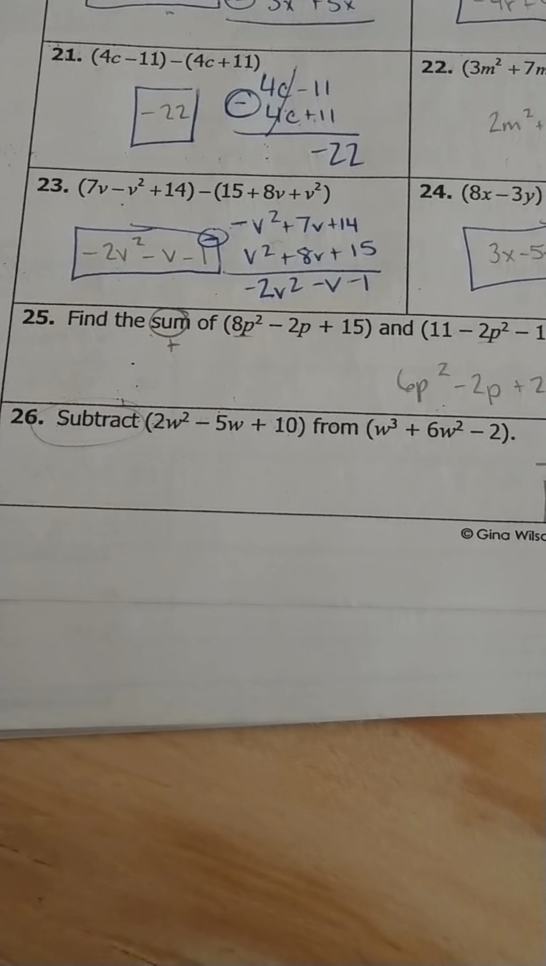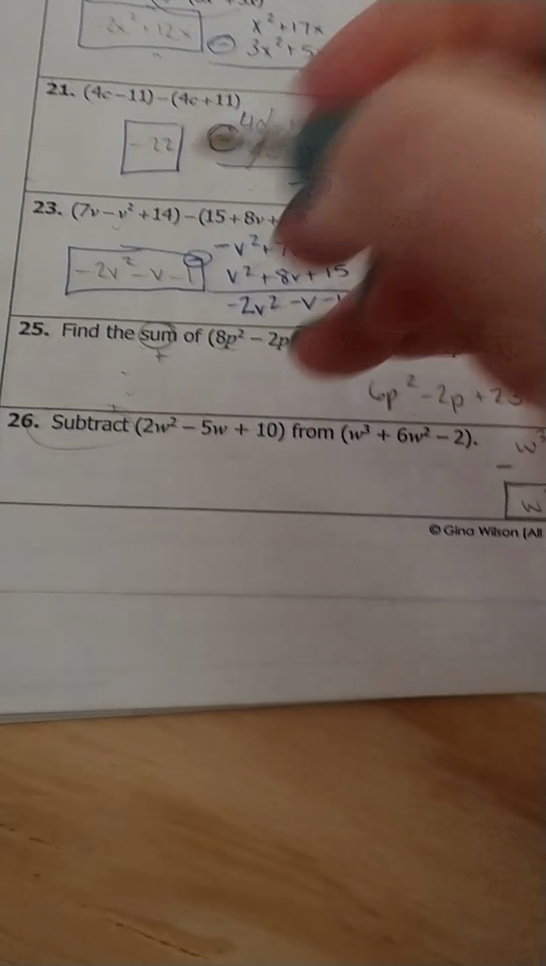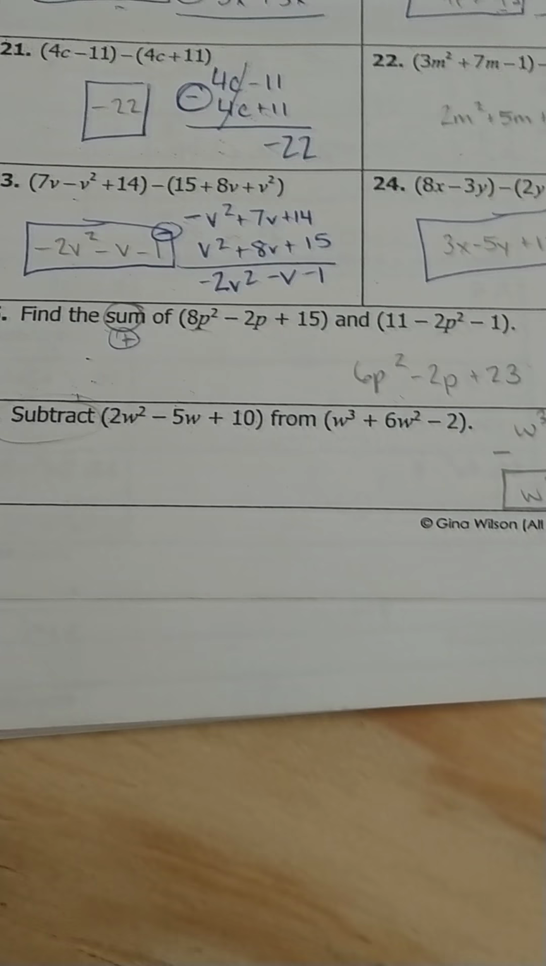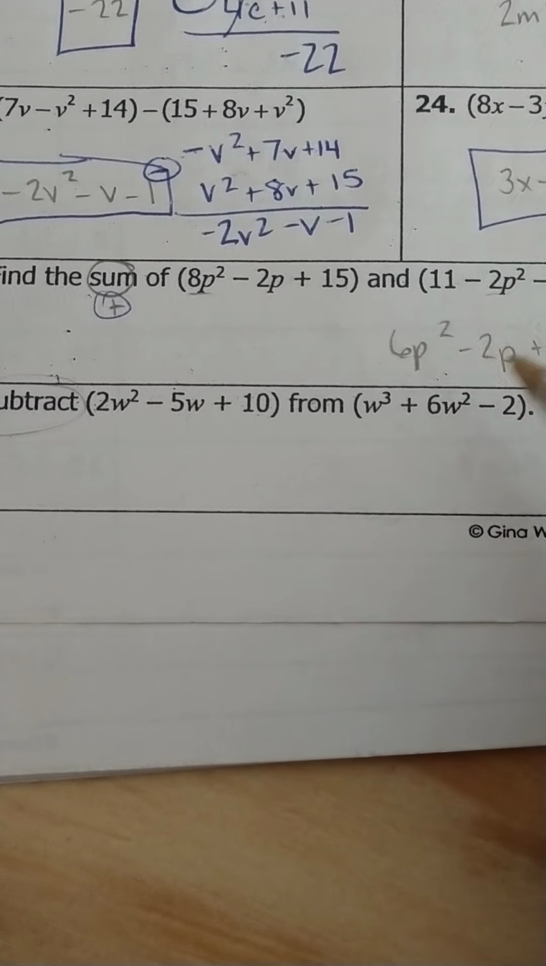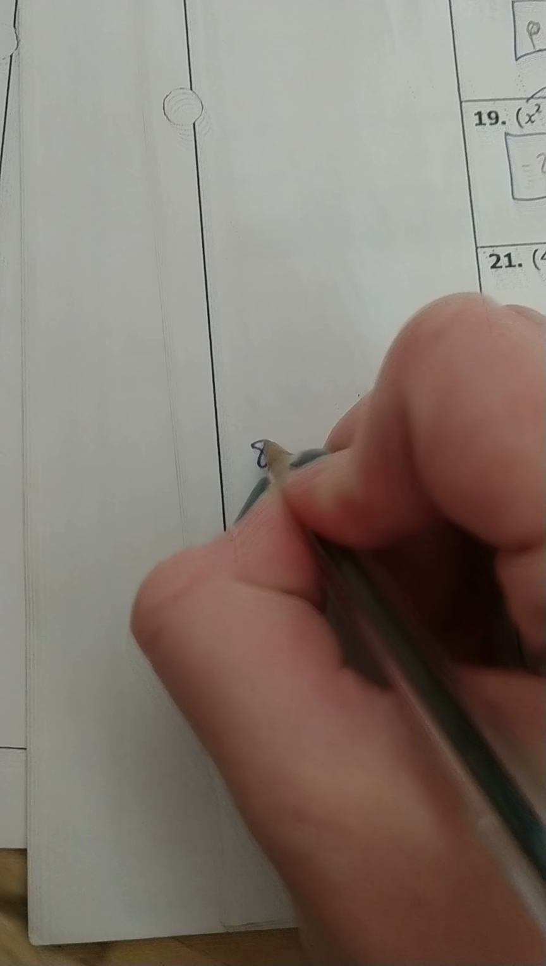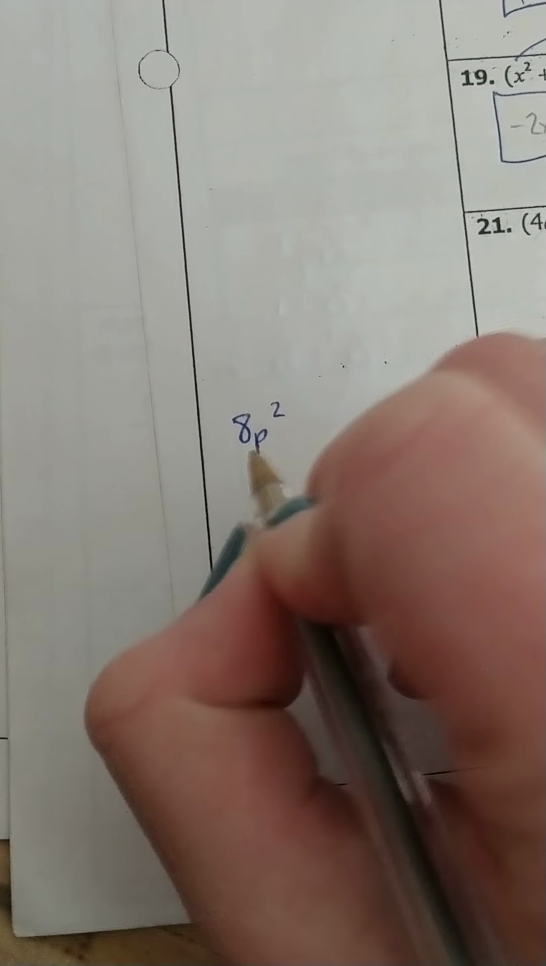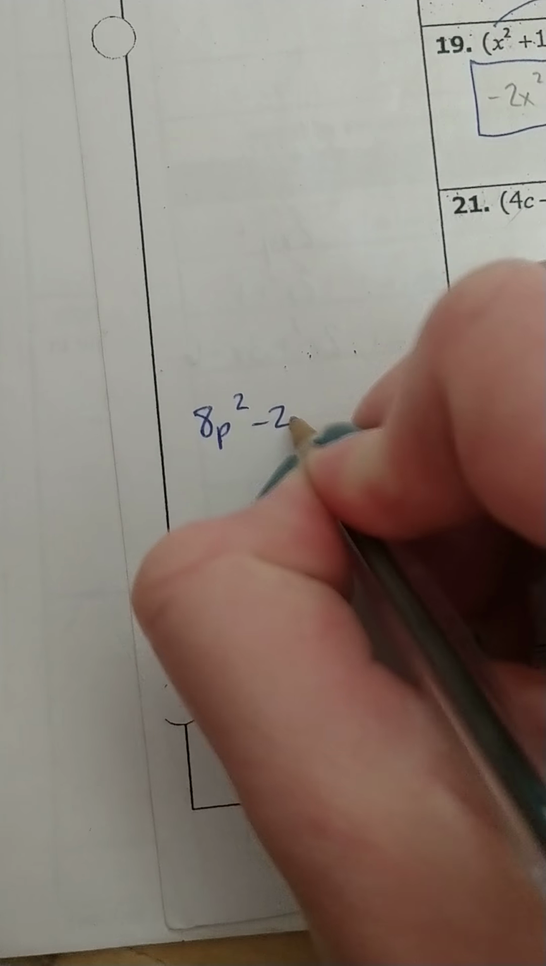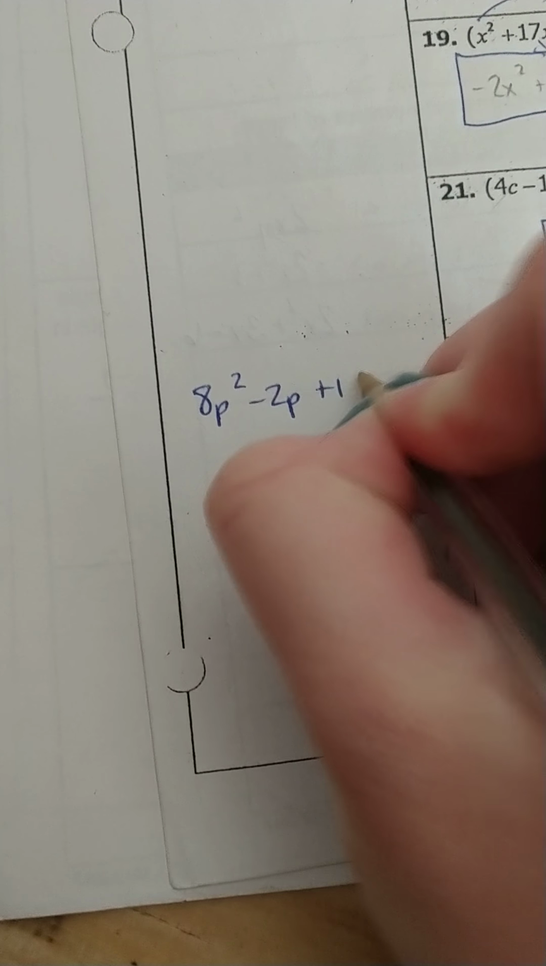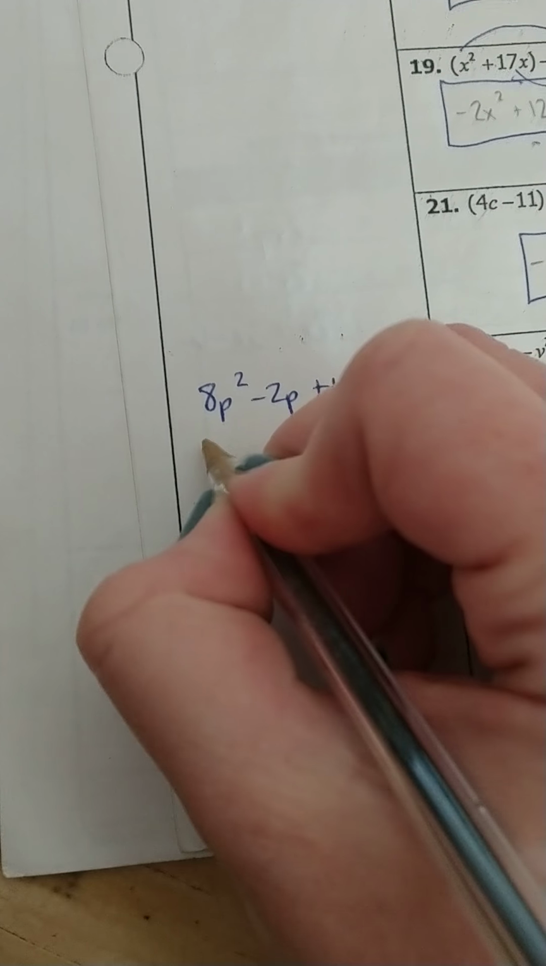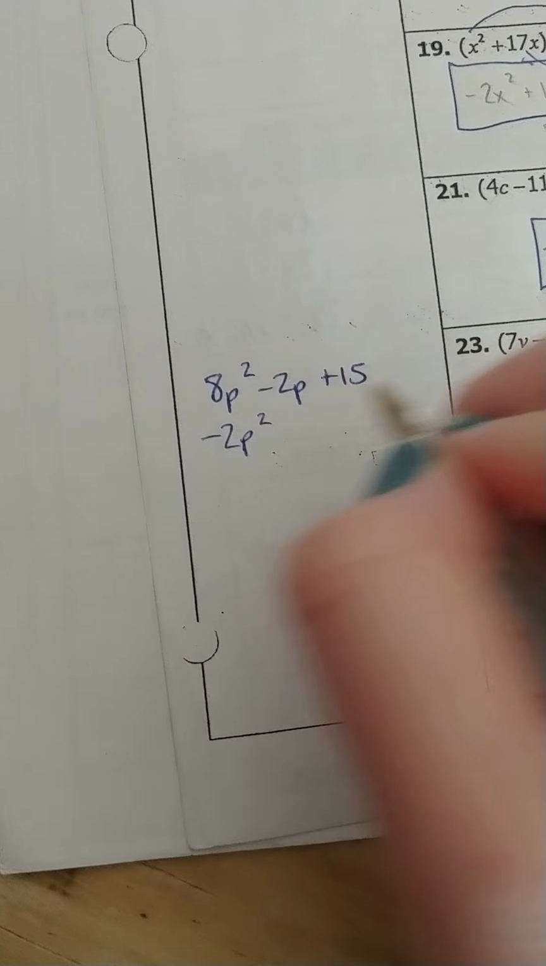25 tells you to find the sum. Well, sum is addition. Y'all should know sum is addition. So you are adding these two together. If we come over here and we line it up, that would be 8p squared minus 2p plus 15. And then that would be over negative 2p squared.